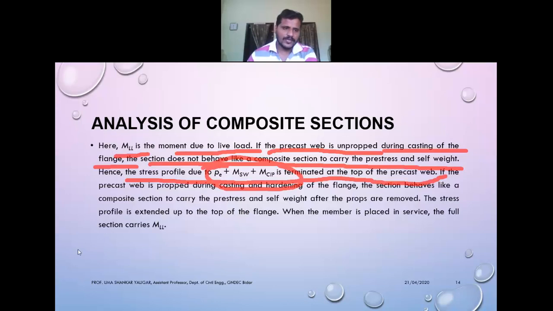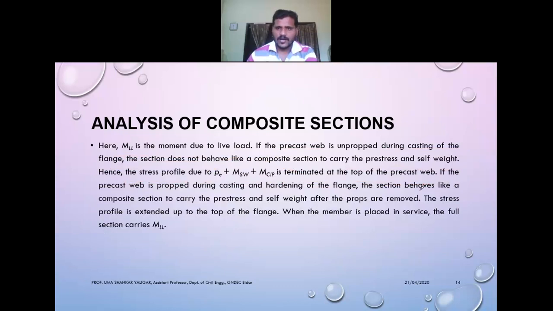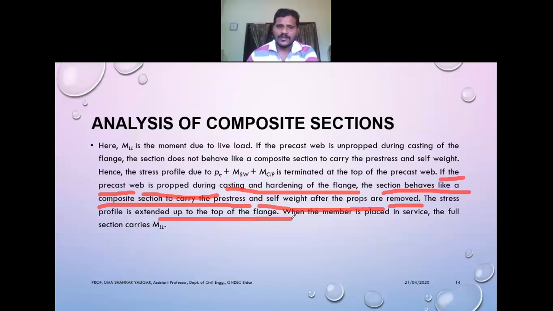But if the precast web is propped, if you have props below the member during the casting and hardening of the flange, then the section behaves like a composite section to carry the pre-stress, and also the self weight after the props are removed. Therefore the stress profile is extended up to the top of the flange, because it becomes a composite section. But when the member is placed in service, the full section carries the moment due to the live load. What we saw in the previous diagram is explained here.